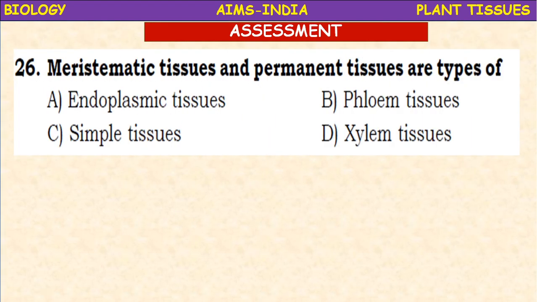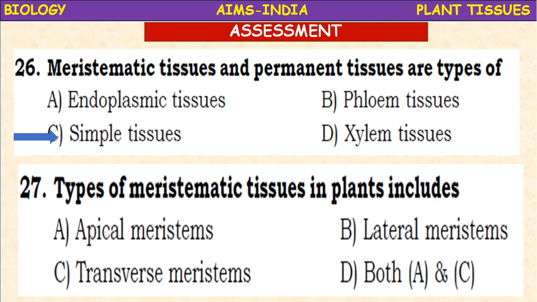Next, meristematic tissues and permanent tissues are the types of simple tissues. Okay. Types of meristematic tissues in plants include apical meristem and lateral meristems. Intercalary meristem is not given here, so the two options are apical meristem and lateral meristem.